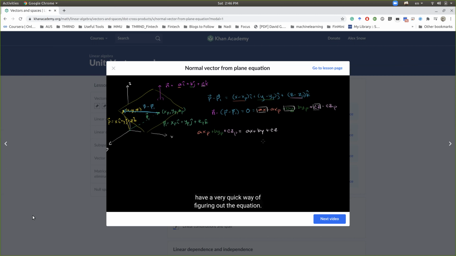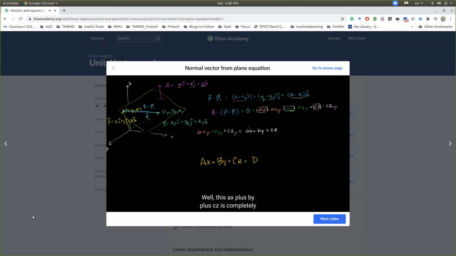But I want to go the other way. I want you to be able to, if I were to give you an equation for a plane, where I would say ax plus by plus cz is equal to d. So this is the general equation for a plane. If I were to give you this, I want you to be able to figure out the normal vector very quickly. So how could you do that?